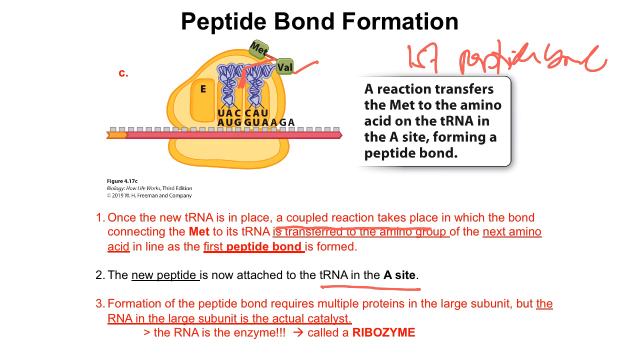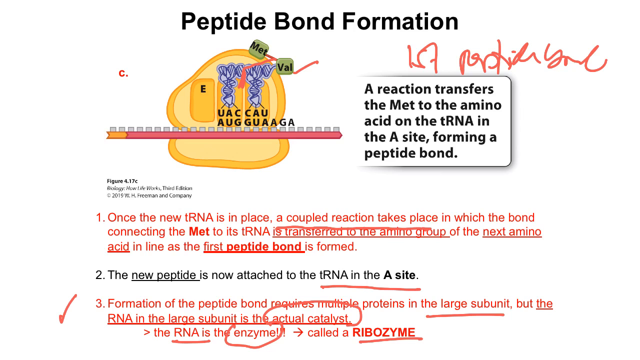Okay. Now, the formation of the peptide bond, this is a very important and amazing finding. It requires multiple proteins in the large subunit. Okay. However, it has been discovered quite recently that the RNA itself in the large subunit is the actual enzyme or the actual catalyst. It's not the proteins. So this is a most surprising finding that demonstrates that the RNA can actually act as an enzyme, and therefore technically called a ribozyme.